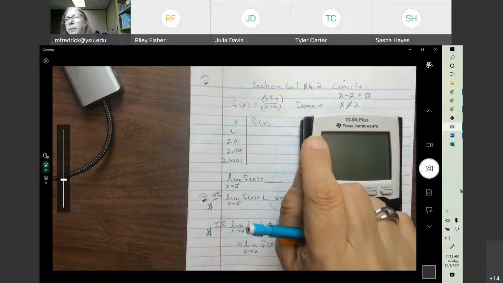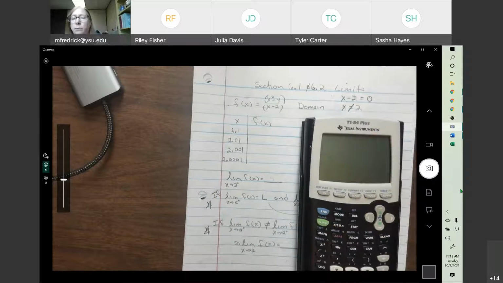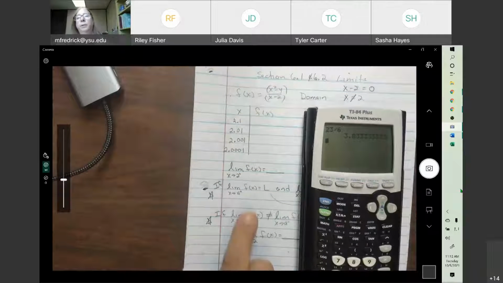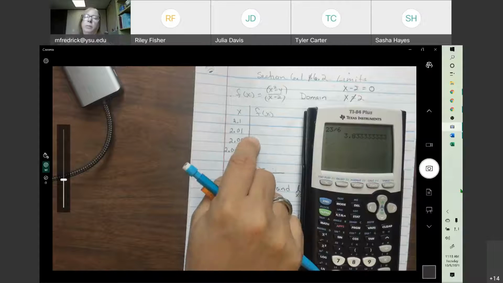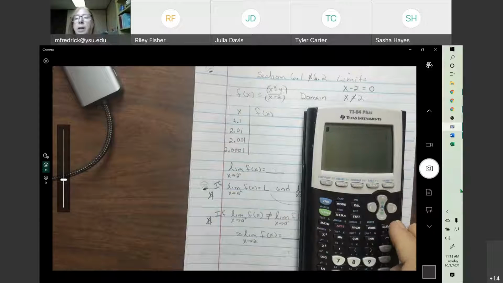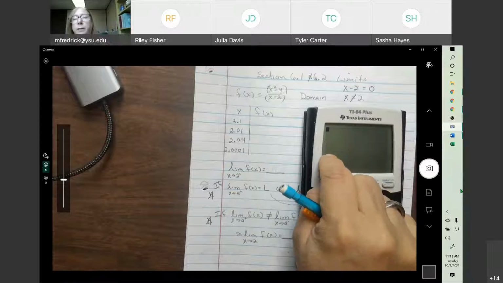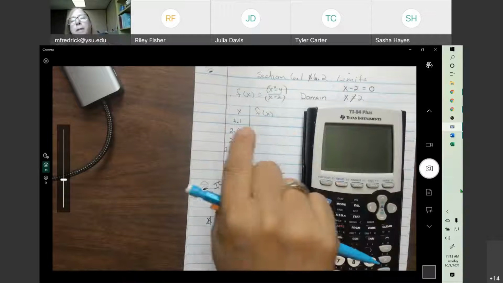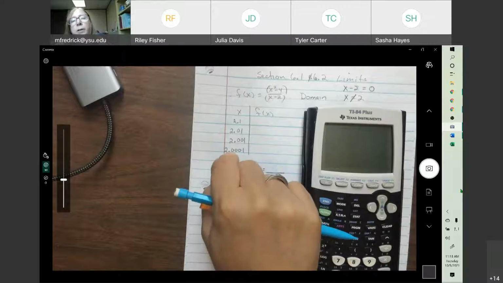Desmos would probably work also, or you just plug them in. We probably wouldn't do a problem where we have to plug all of these in, but there are cases where we have to plug a couple values in when we do the derivatives. So we want to plug 2.1 in here, then 2.01, and so on.